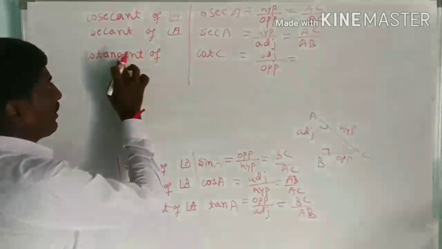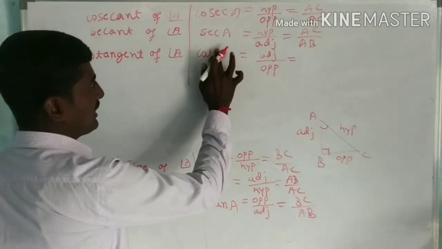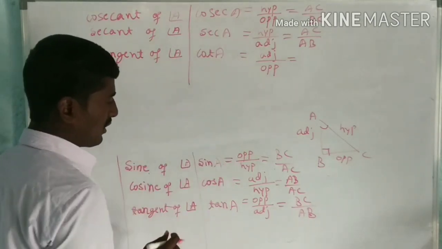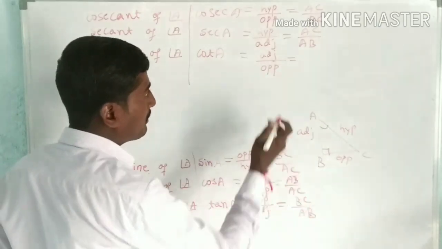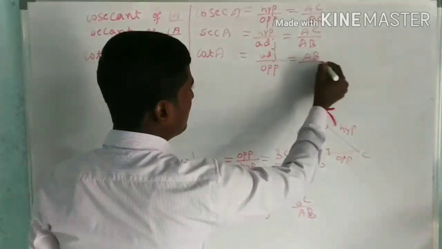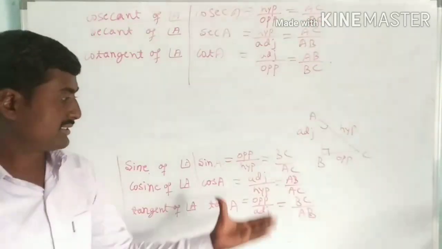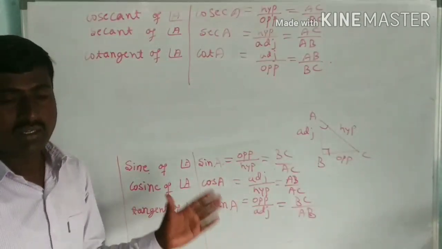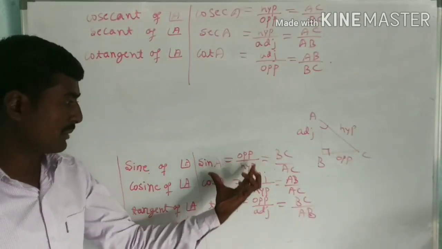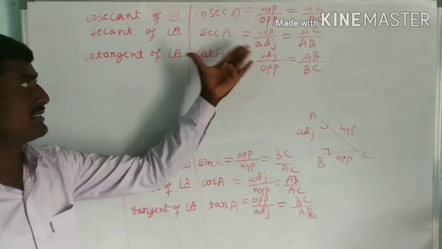Now cotangent of angle A, that is cot A. So cot A is the reciprocal of tan A, that is AB by BC. AB divided by BC. Okay, this is how we can write the 6 trigonometric ratios. But one thing you have to remember: these are the definitions of sine, cos, tan, and cosec, sec, cot.